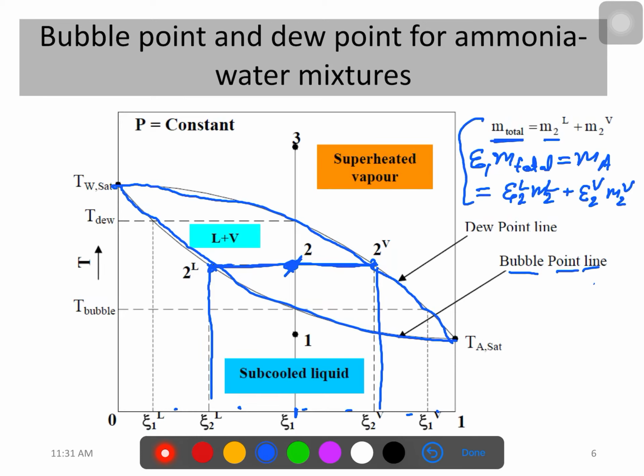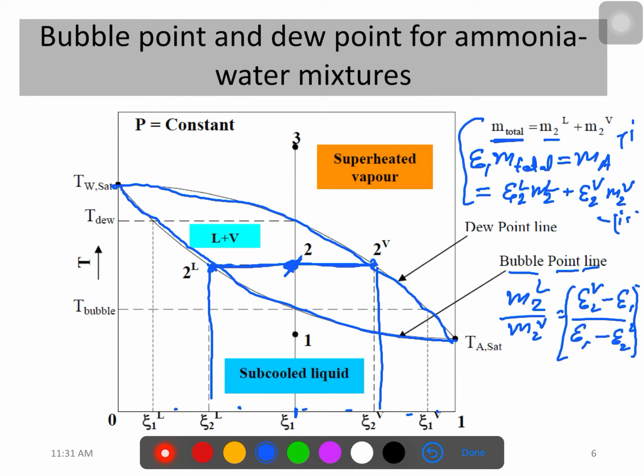So combining these two relations, इन दोनों relation को अगर combine करके I can draw another relation that m2l upon m2v is equals to concentration at the 1 point upon concentration at the 1 point minus concentration of the 2 point liquid state. So this relation I can derive, okay, using these two, 1 and 2. So this is a simple thing by which we can find out the ratio of the liquid and the vapor phase. This is the one thing, okay.